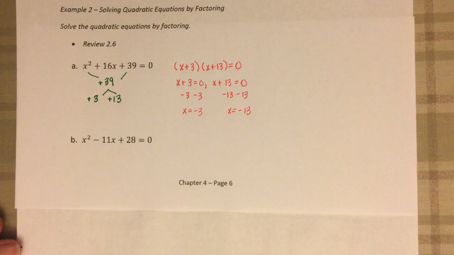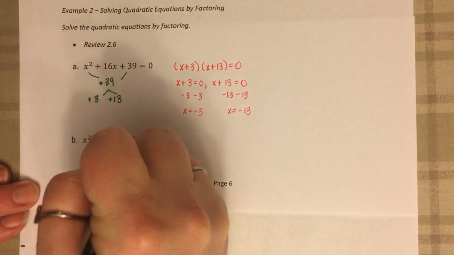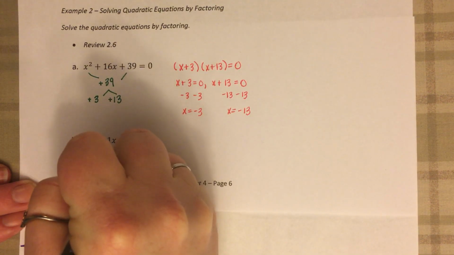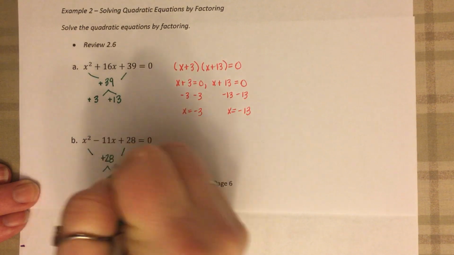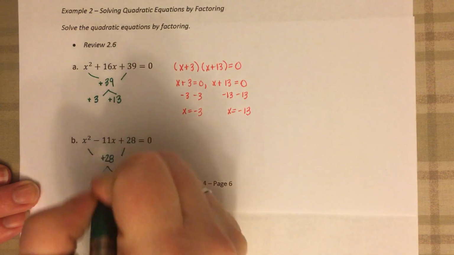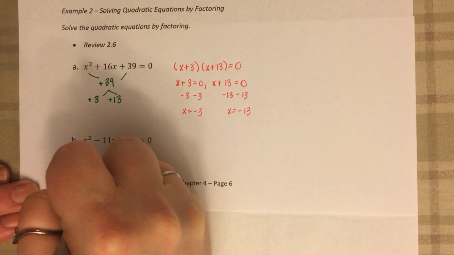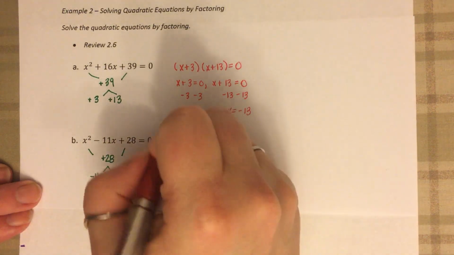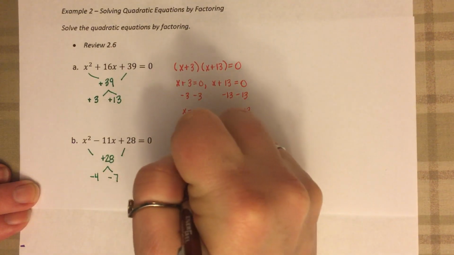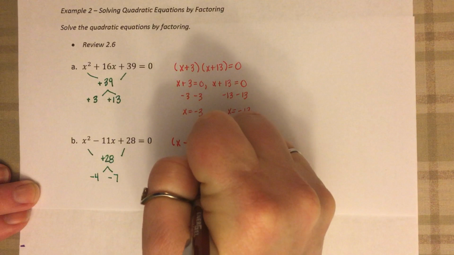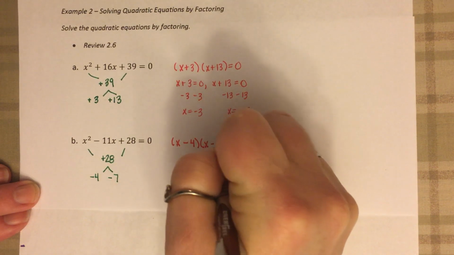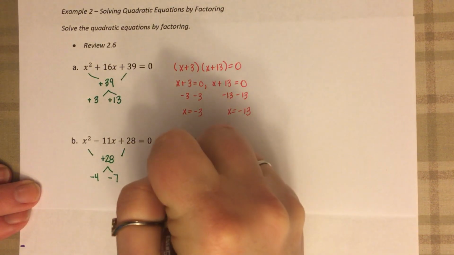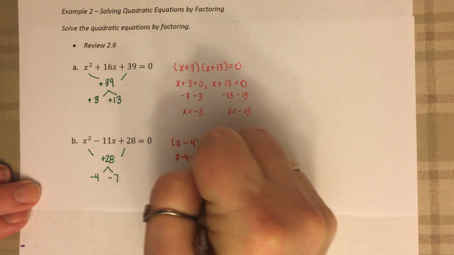For b, we're going to do the same thing. Again, we can use our shortcut. We're looking for two numbers that multiply to give us a positive 28 and add to give us a negative 11. So we're going to use a negative 4 and negative 7. These will multiply to give us a positive and add to give us a negative. Then we can write our two factors, x minus 4 times x minus 7 equals 0. Set each of our factors equal to 0.